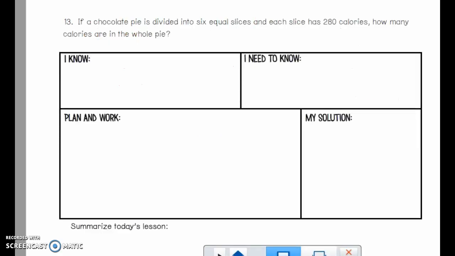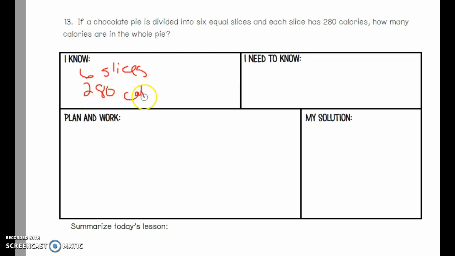We're on to a word problem now. If a chocolate pie is divided into 6 equal slices, and each slice has 280 calories, how many calories are in the whole pie? I know there are 6 slices, and I know each slice is 280 calories. I need to know the whole pie calories. And I'm writing very short words here because it's so hard to write.